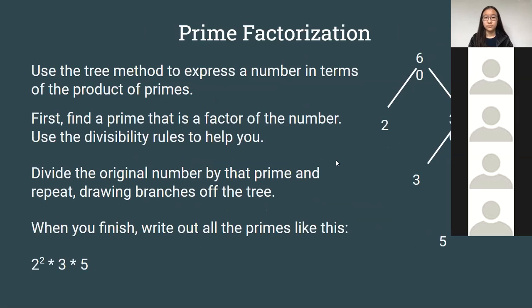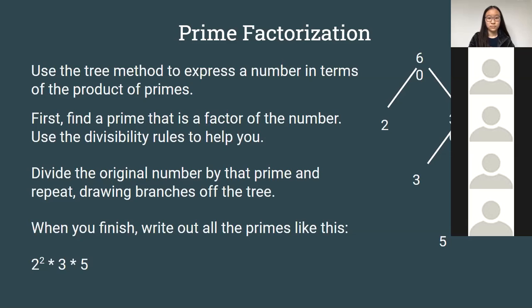All right. So prime factorization is basically when you use the tree method. There's not just one specific method for prime factorization, but the most common method that we use is the tree method. What you do is you find a prime number that is a factor of the number, and you use the divisibility rules to help you. You divide the original number by the prime number, and then you keep repeating until all you're left with is prime numbers. So let's take 60, for example.